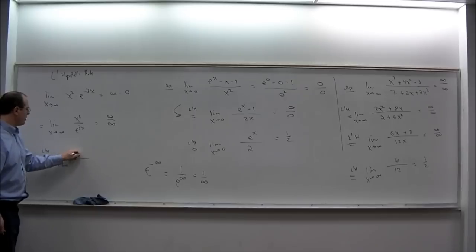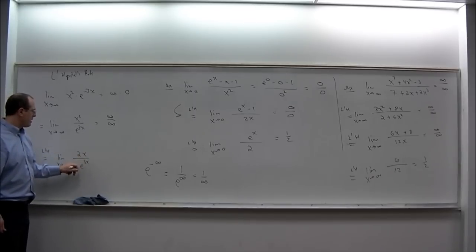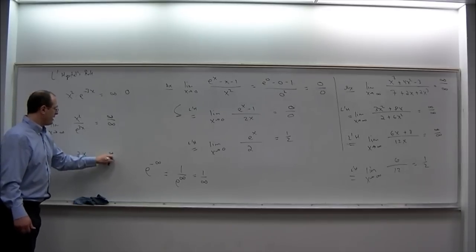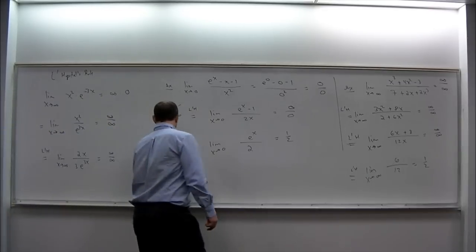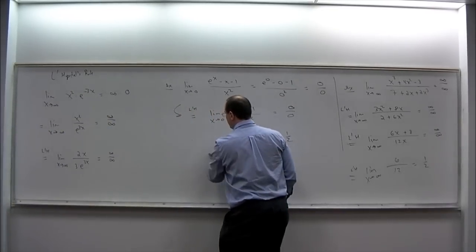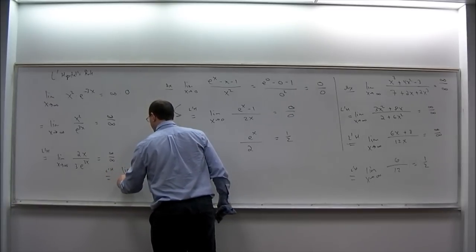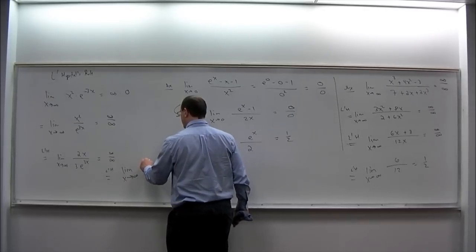You take the derivative of the numerator, 2x. You take the derivative of the denominator, e to the 3x times 3 by the chain rule, so 3e to the 3x. Then as x goes to infinity, we get infinity over infinity again. And one more application of L'Hopital's rule will do the trick, because the numerator is going to give us a value of 2. The derivative of 2x is 2.